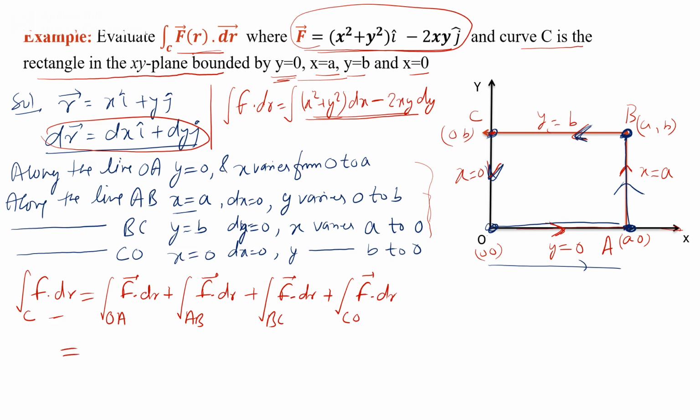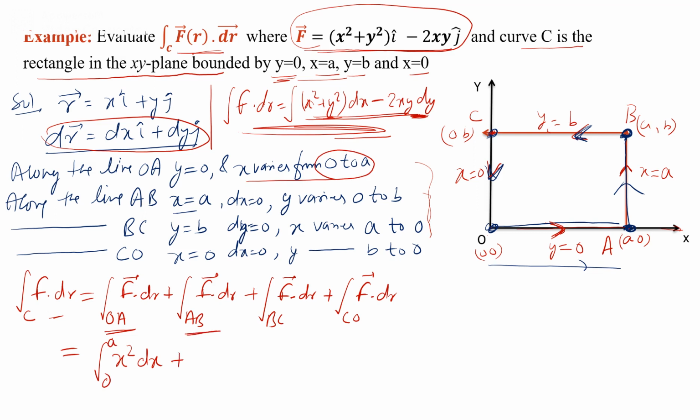Now when we take OA along line OA, that is y is equal to 0, so we put in that integral y equal to 0 and dy is equal to 0. So that integral becomes x square dx, and the limit of x along OA varies from 0 to a.